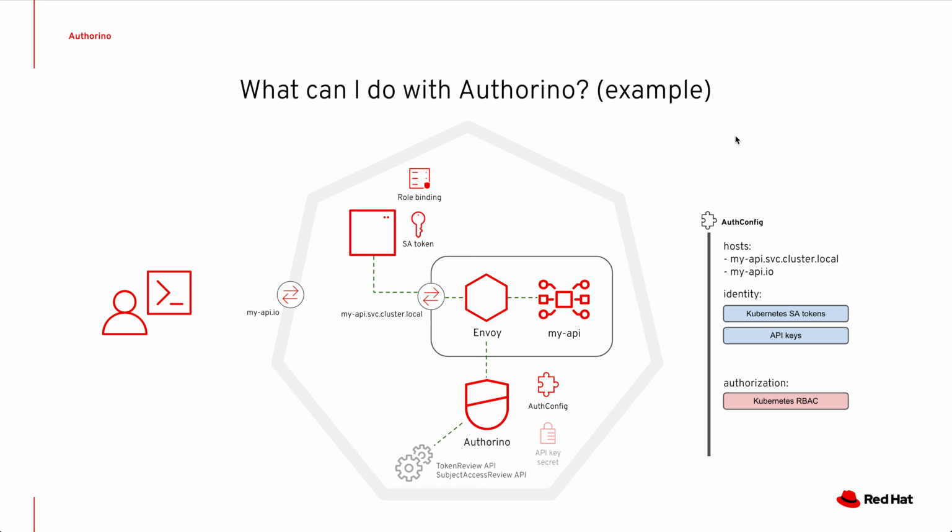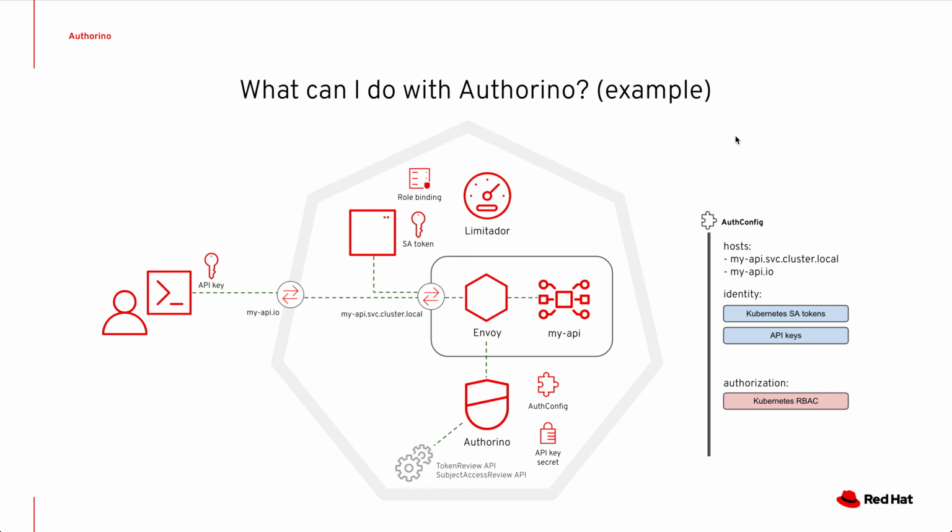If an API key exists in the cluster bound for being used to consume this API, and the user has the API key, the user can then send the API key in the request to the API, and Authorino will verify if the key is valid.